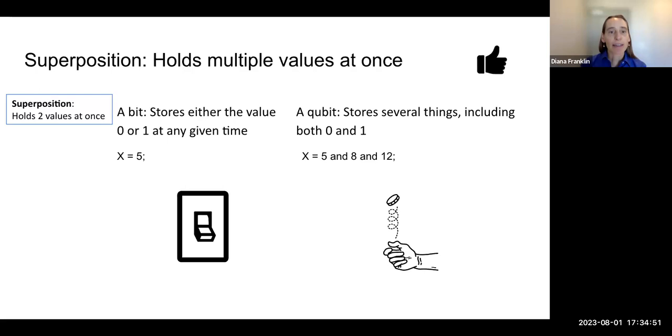So if we look at a computer and say, what would it look like to have superposition in a high level language? Like I'm programming a computer. Well, in a classical computer, I can set a variable's value to say the number 5. In a quantum system, I can actually set that variable to the values 5, 8, and 12, all at the same time. And so I can store more information in a single variable.